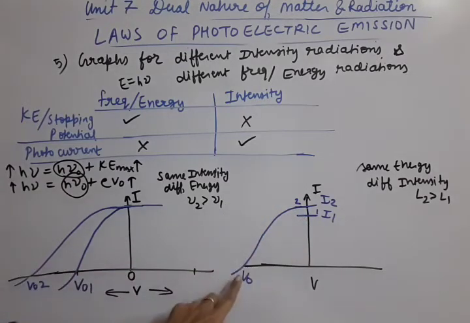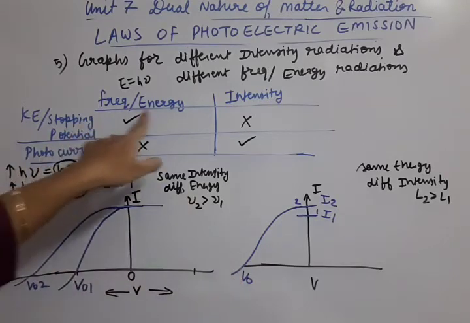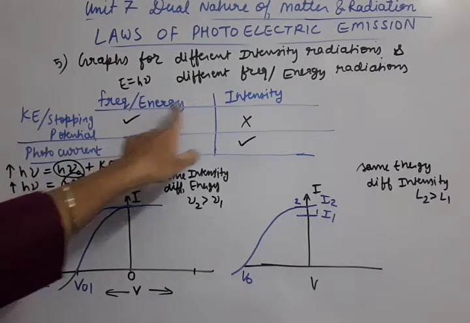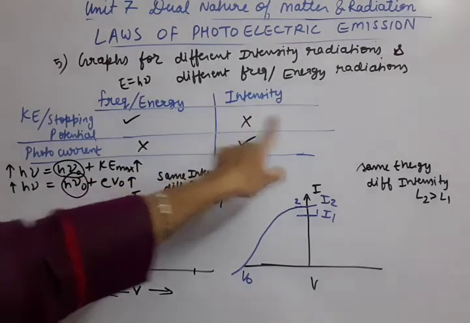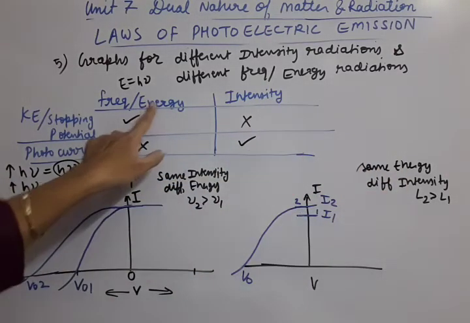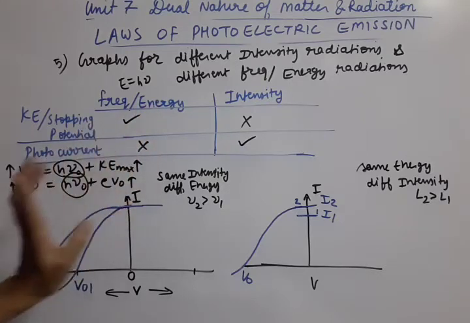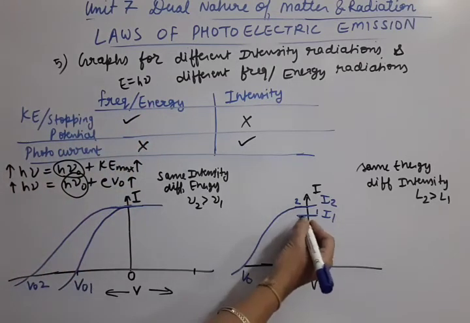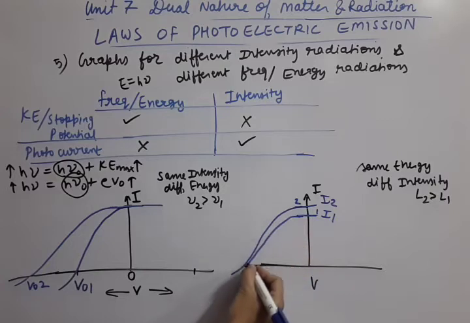After that, will the stopping potential be different? No. Stopping potential only depends on energy. It has nothing to do with the intensity. So if two radiations have the same energy, the stopping potential will also be the same. That's why the two graphs will merge at this point. Okay, so this way the two graphs are drawn.